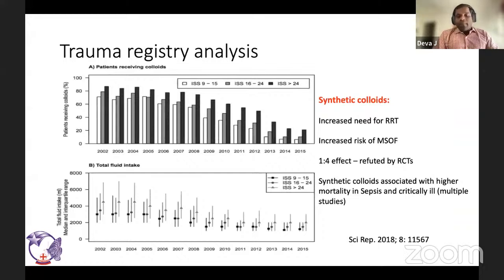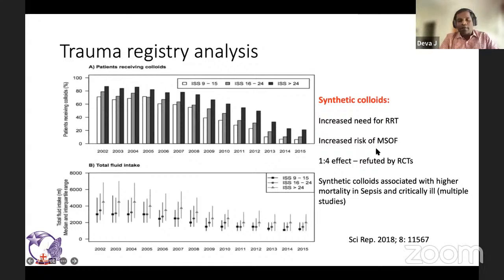So why not colloids? This has already been talked about. If you use colloids in a shocked victim, it increases the need for renal replacement therapy in intensive care. It increases the risk of multi-system organ failure, and it increases mortality. So on the first do no harm principle, you will not use colloids while resuscitating a trauma victim.